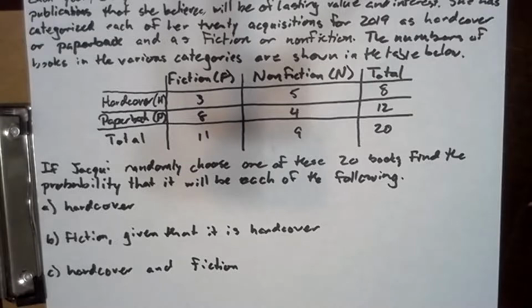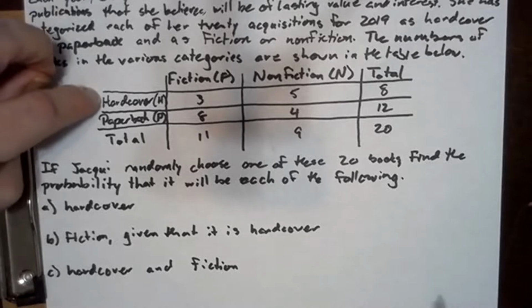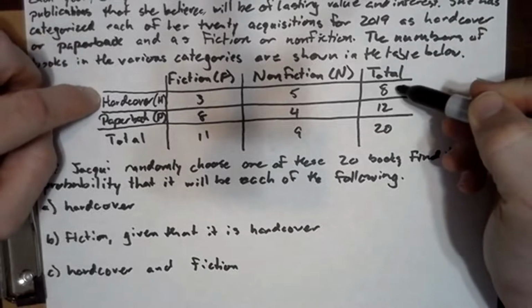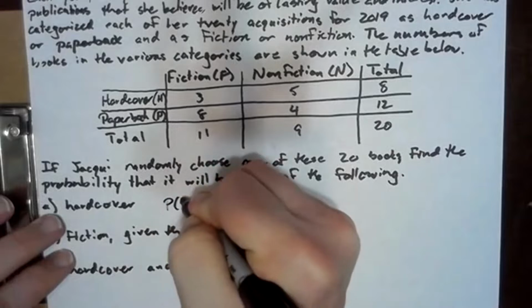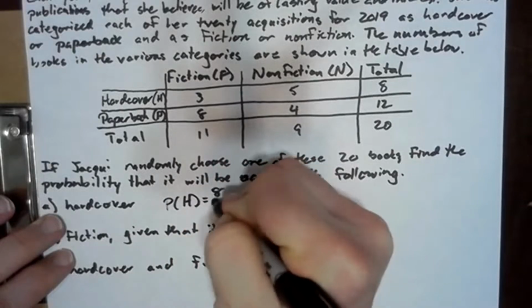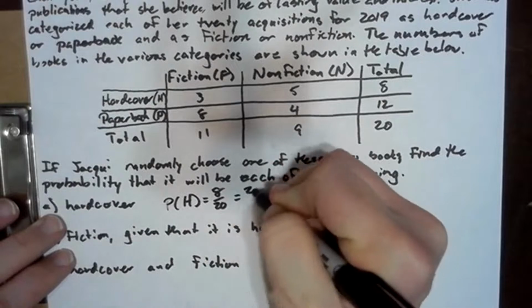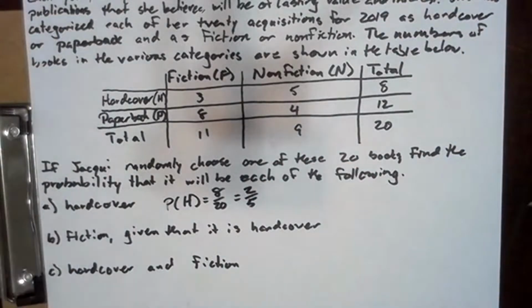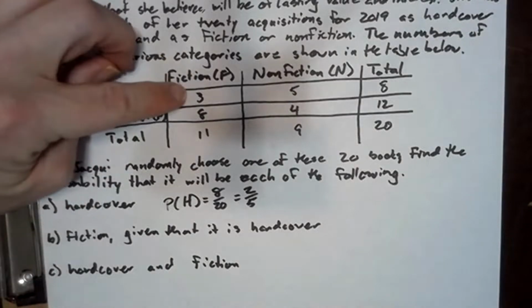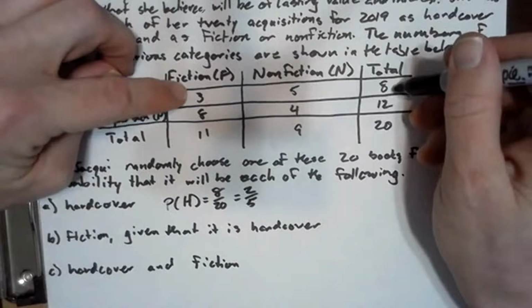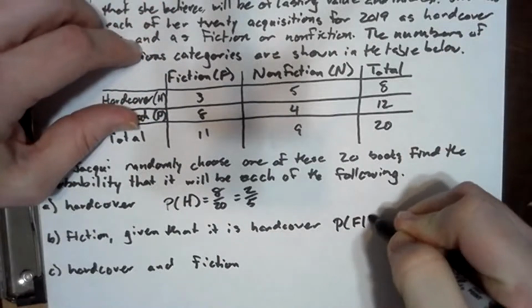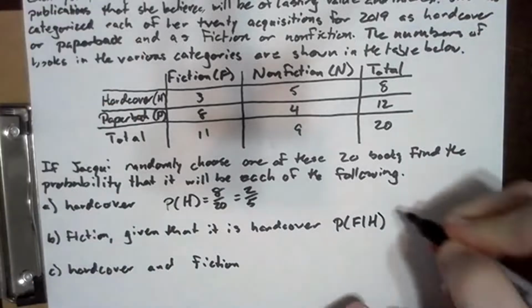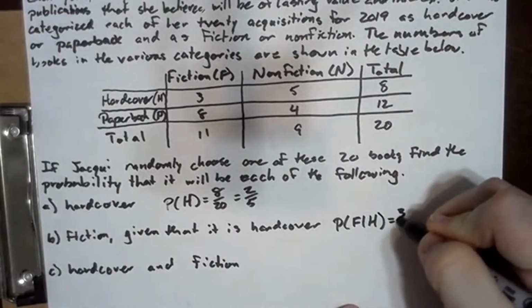First, the probability that it's hardcover. Well, we look at the row for hardcover. There are 8 of them, 8 out of 20, which is 2/5. Now we want to know the probability that it's fiction given that it's hardcover. Well, there are 3 hardcover fiction books out of a total of 8. The probability of fiction given that it's hardcover is 3/8.